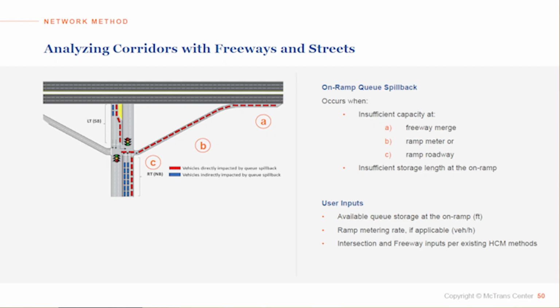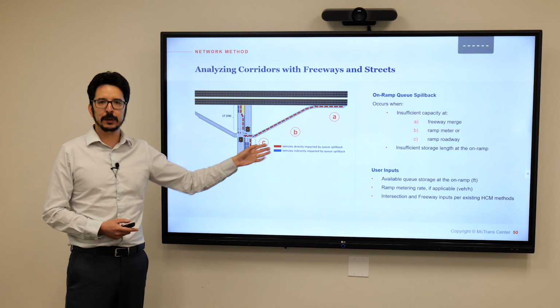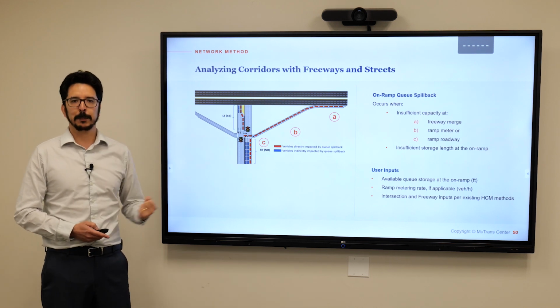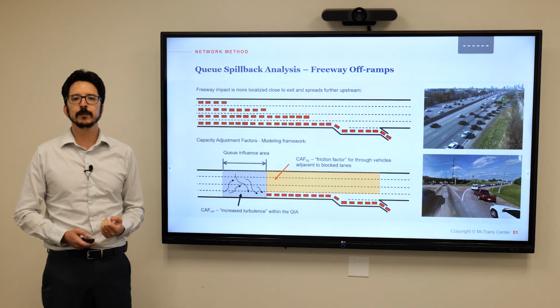Other things that we need in the new methodology is what is the storage length, or basically the length of the on-ramp between the entrance and the merge point. And since we can also analyze the presence of ramp metering, we can also enter what's going to be the ramp metering rate, which will be a limiting factor to ramp capacity in that case.